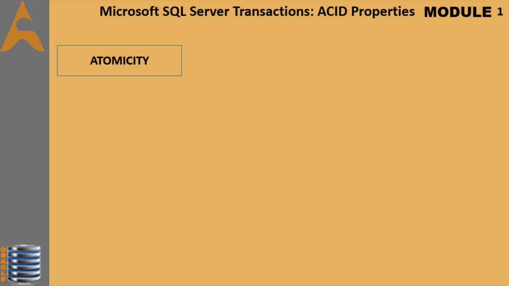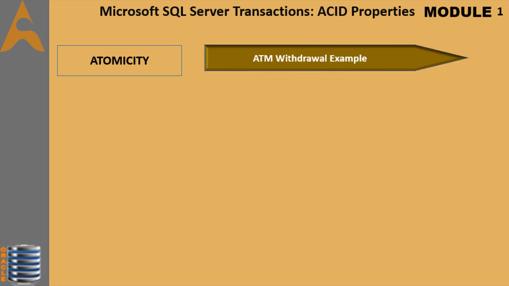The ACID properties are essential to be known by any DBA. They represent key concepts around the transaction. Let's review each one now. The first one is atomicity. This property indicates that a transaction must be able to fully complete its operations.